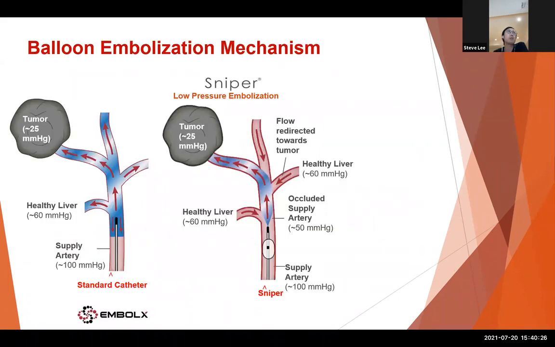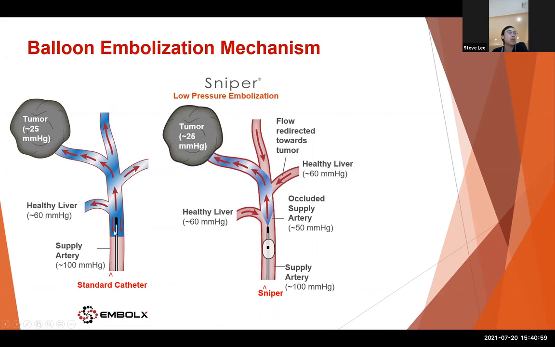So how does balloon embolization work? Without a balloon catheter, in a standard catheter situation, you have the catheter here, and you can see that the supplying artery has a blood pressure similar to the systolic blood pressure, so about 100 millimeters of mercury. In the healthy liver, you have 60 millimeters of mercury, and in the tumoral bed, you have 25.